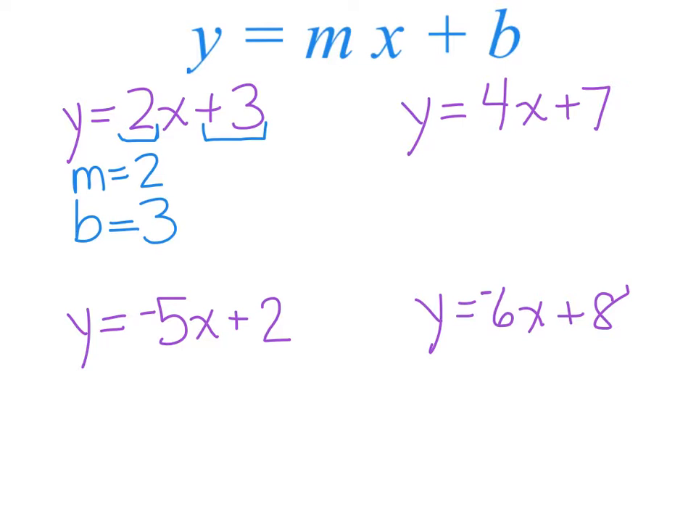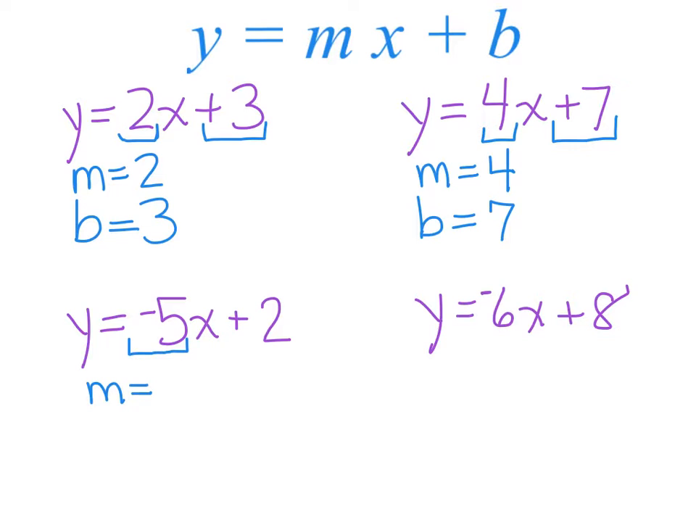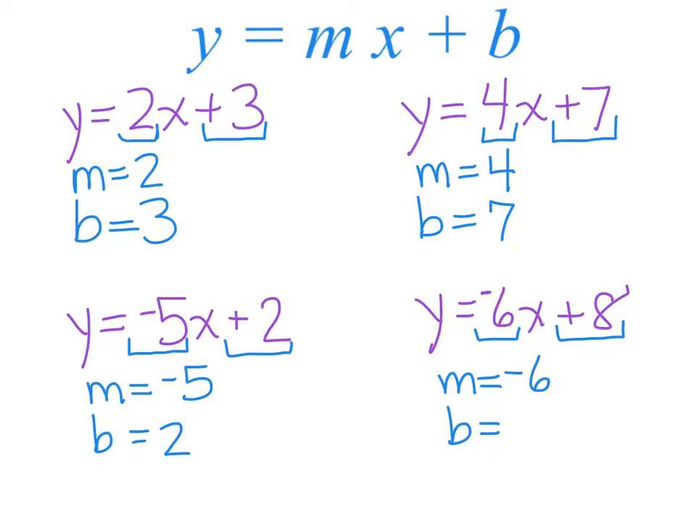On the second equation on the top right, our multiplier of x, or the coefficient of x, is 4, so m is equal to 4. The added amount is 7, so b is equal to 7. The third equation, there's a negative 5 that's being multiplied by the x, so the coefficient of negative 5 is the m value, and the b value is the 2 that is being added. The last equation, negative 6 is being multiplied by x, and an 8 is being added for the b value.